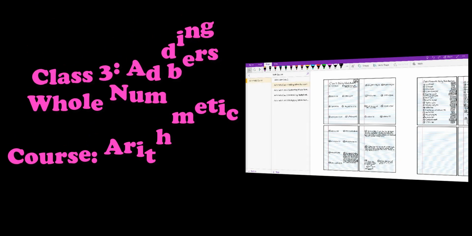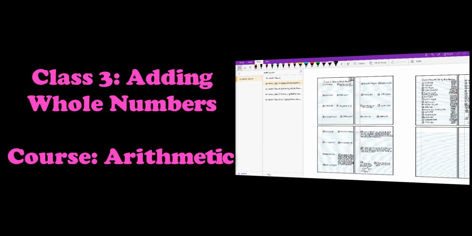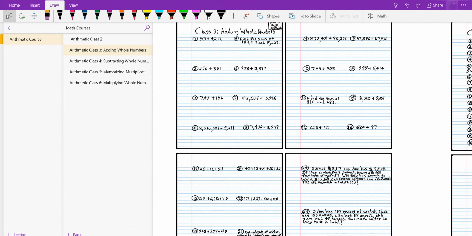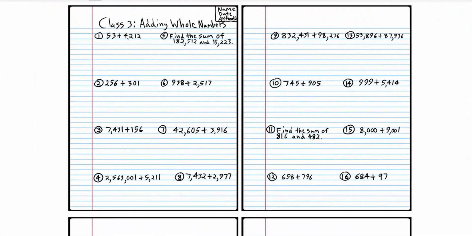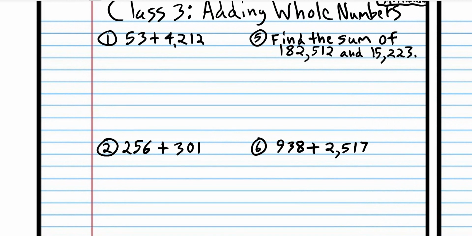All right, this is class 3 of arithmetic. We're going to be adding whole numbers. First problem is 53 plus 4,212.